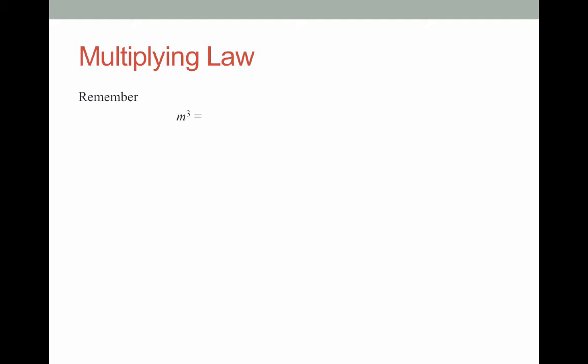We'll take a look at the multiplying law first, and I'd like you to remember that m cubed, or m to the power of 3, means m times m times m. That is, m multiplied by itself 3 times. This means that m to the power of 4 would just be m times m times m times m. That's m multiplied by itself 4 times.